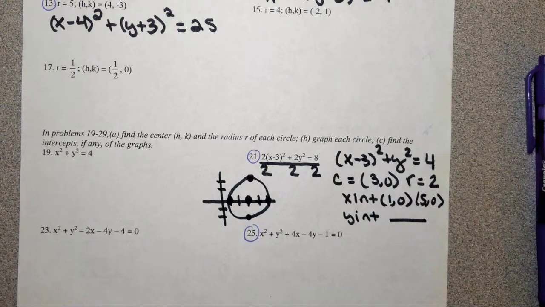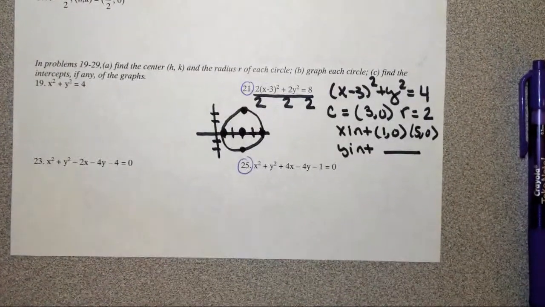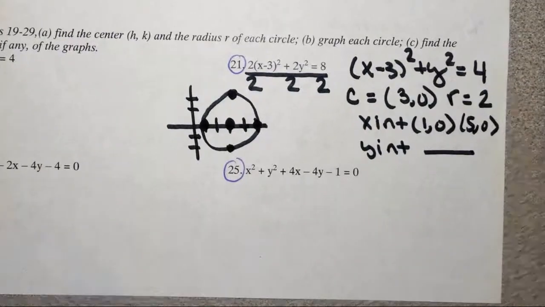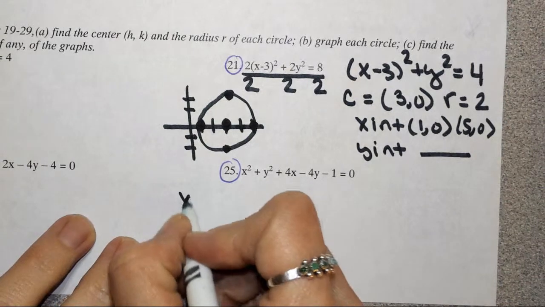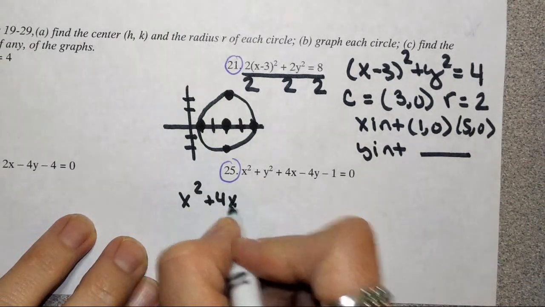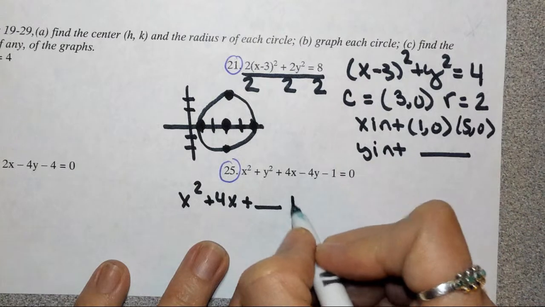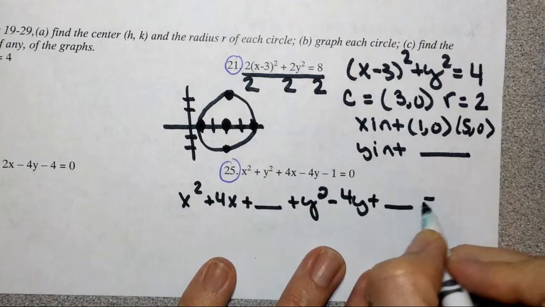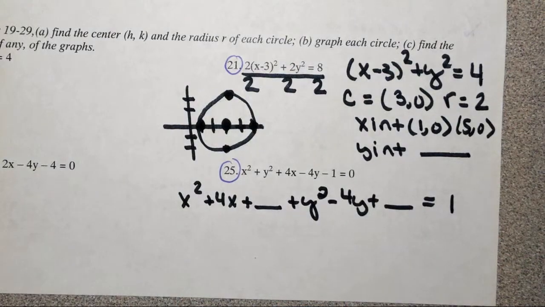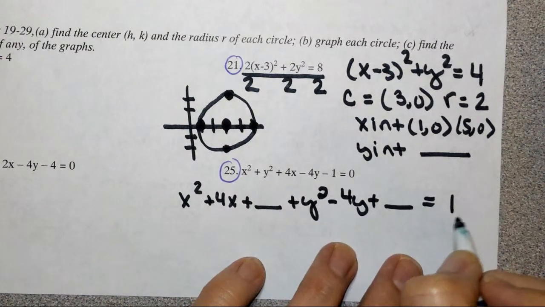Would you like me to help you complete the square, or do you want to try without me? It's your call. Okay, so let's go do 25 together, and I'll leave 23 for you to try. You'll still have to do 1 because you need to practice it. So what's the first thing I have to do to complete the square? x squared plus 4x plus blank, y squared minus 4y plus blank equals 1. And then I need to have 2 blanks over here.